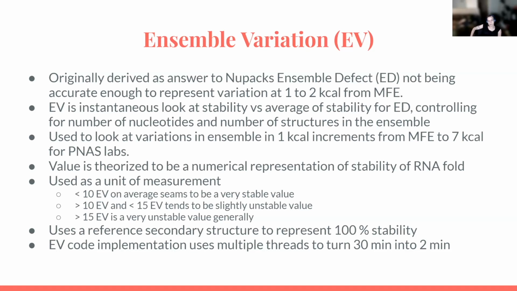I theorize that this value is a representation of the stability of an RNA fold: on average, less than 10 is somewhat stable, 10 to 15 is slightly unstable, and greater than 15 is very unstable. Those are just general numbers, pulled out of my head, kind of thing. It uses a reference secondary structure to compare against. If all of these alternate structures are the exact same structure as the reference structure, then it has 100% stability, and you'll have a score of 1. If it has 0 stability, then it has a score of 0.